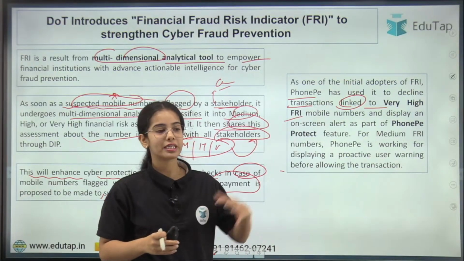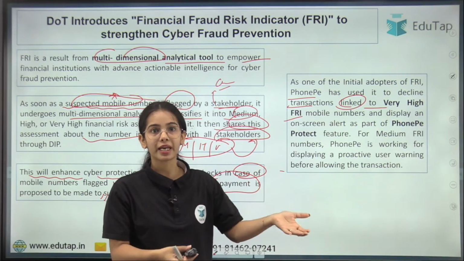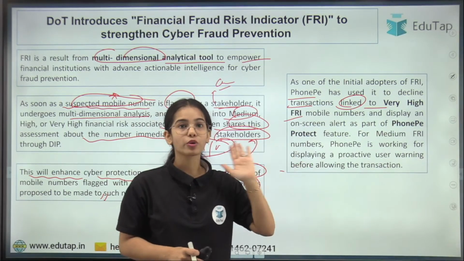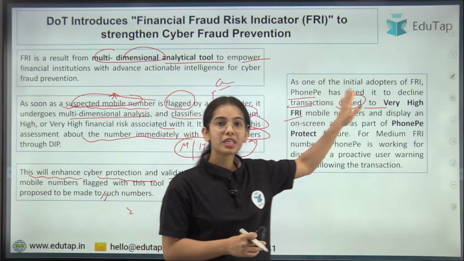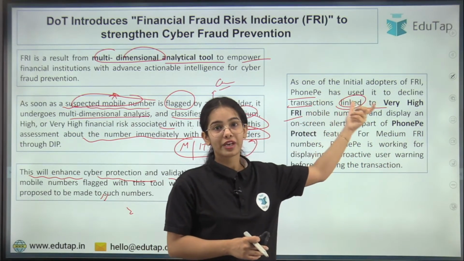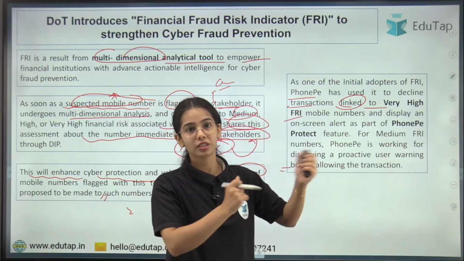That means even if a fraud call happened to you, you trusted the person that something has happened and I have to give the money, and you are transferring the money, but the money will not go because the number is flagged as very high risk. So the money will not go from your account to the other person's account.